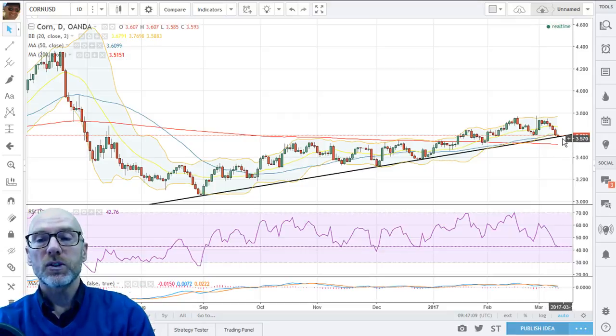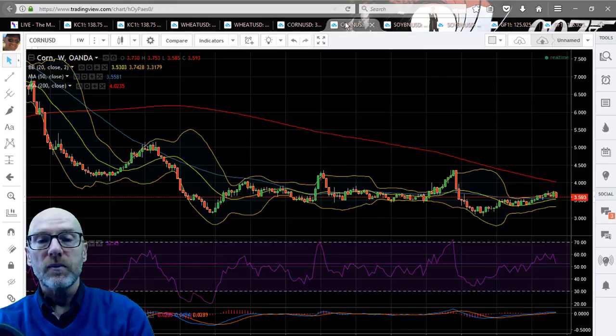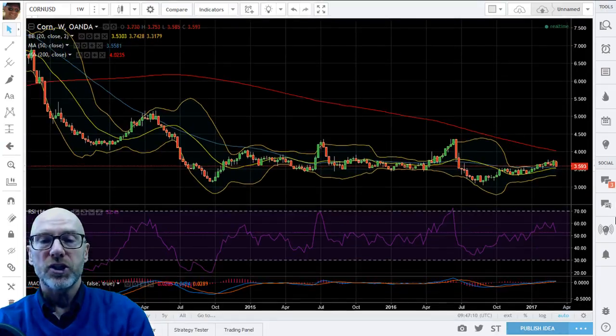So very important to see whether we do hold this trend line in the short term. On the longer term picture, it's not really showing us anything. Still a bit of positive momentum on the MACD. The RSI is now back to neutral.